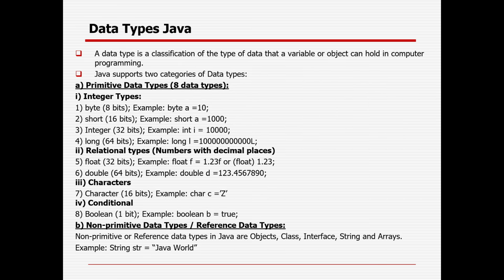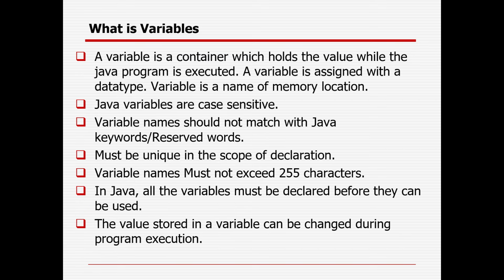A data type is nothing but a classification of the type of data that a variable or object can hold in a computer. There are two types, primitive and non-primitive. Primitive includes integer, relational, character and conditional, and non-primitive includes class, object, string, everything.